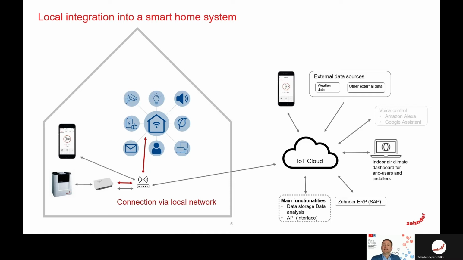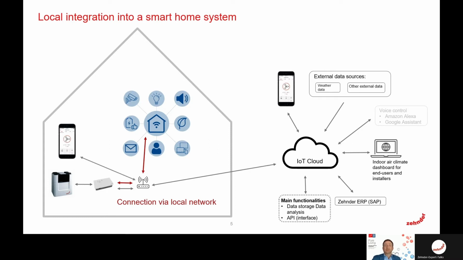Now, what is the advantage of the connection via the ComfoConnect LAN C gateway, so the standard gateway? The advantage is that this gateway allows multiple connections and also the connection to the Zehnder IoT cloud with the indoor climate dashboard, with the data storage, and with the APIs.